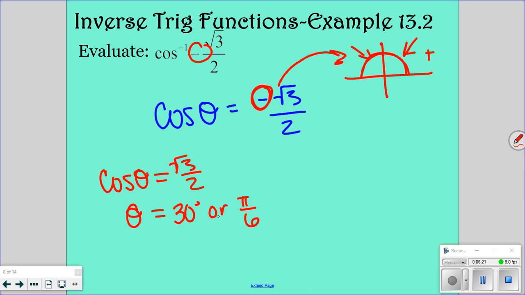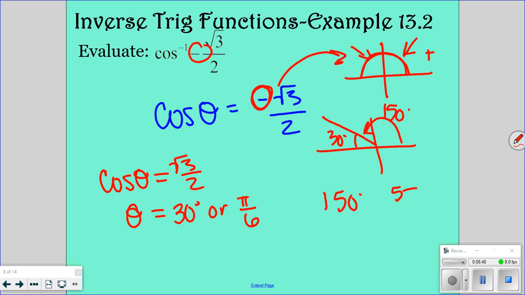So a 30-degree angle in the second quadrant, if we're looking in the second quadrant, we have 30 degrees here. To get there, we had to go 150 degrees. Or if you put 150 in terms of radians, you would have 5 pi over 6. And so that would be your answer there.